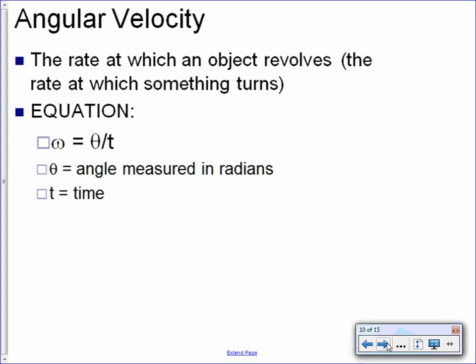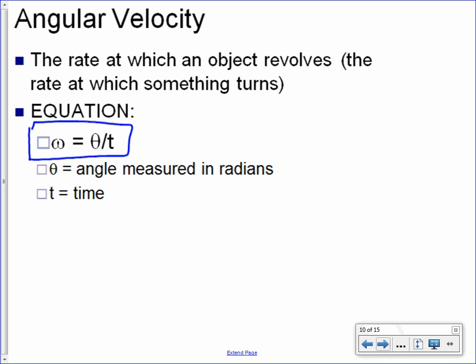Okay, angular velocity, the rate at which an object revolves. How fast is it turning? We've talked about revolutions per minute. That is a type of measure for angular velocity. Right now, this is what we're going to use, and then sometimes we're going to have to convert it.